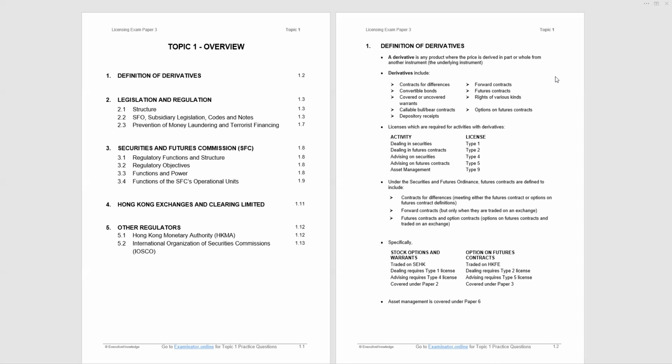We've got some material on options. We've got stock options and warrants, and they're traded on the stock exchange. But options on futures contracts are traded on the futures exchange, and that's something that you have to be clear on.